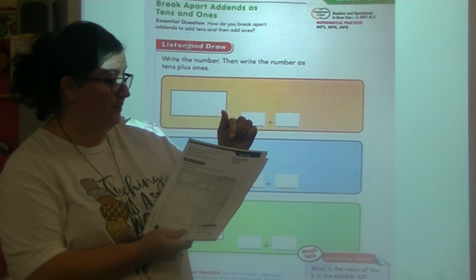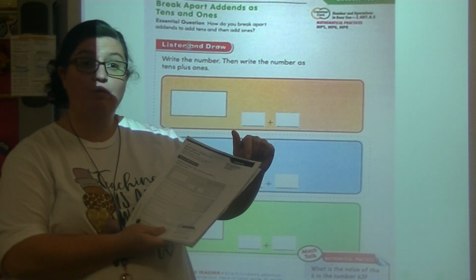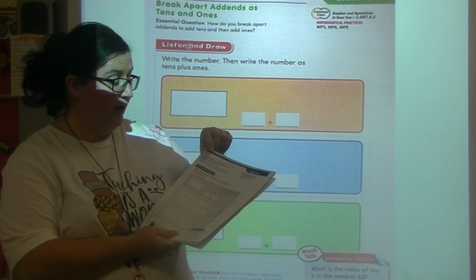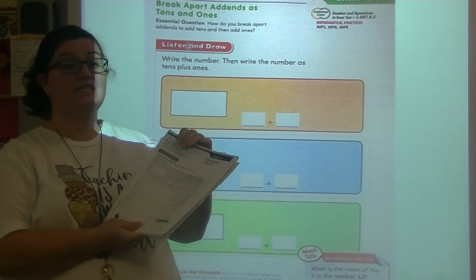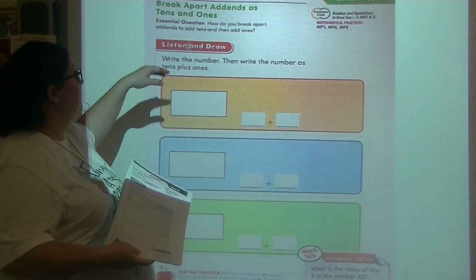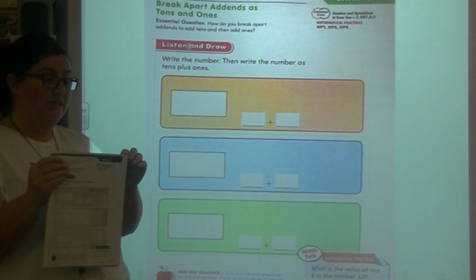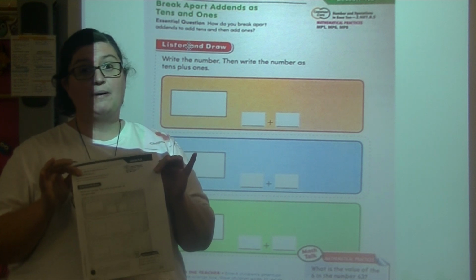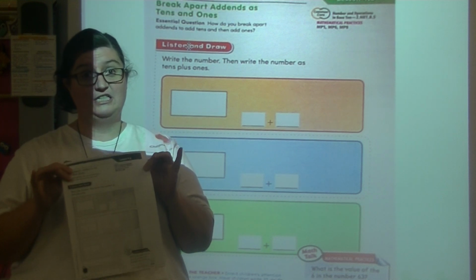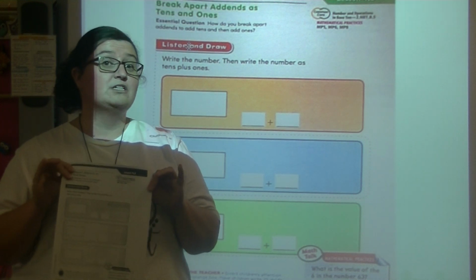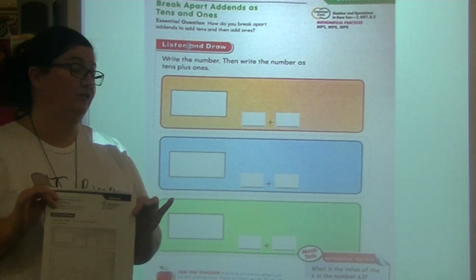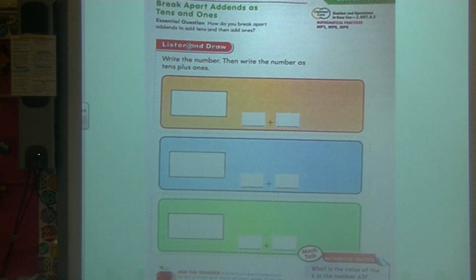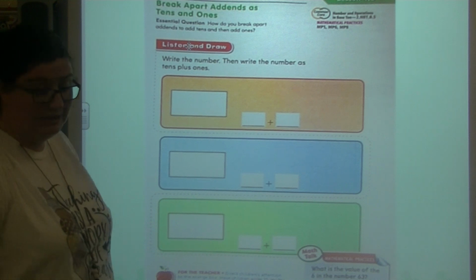All right, at the top it says lesson 4.3, break apart add-ins as tens and ones. It's pretty thick. Like I said, you're going to have to keep up with it. This is our packet for two-digit addition. We're going to start regrouping. Learn what regrouping is this week, so you can pause the video if you need to and look for it. Mine is the same thing, but it's in color.